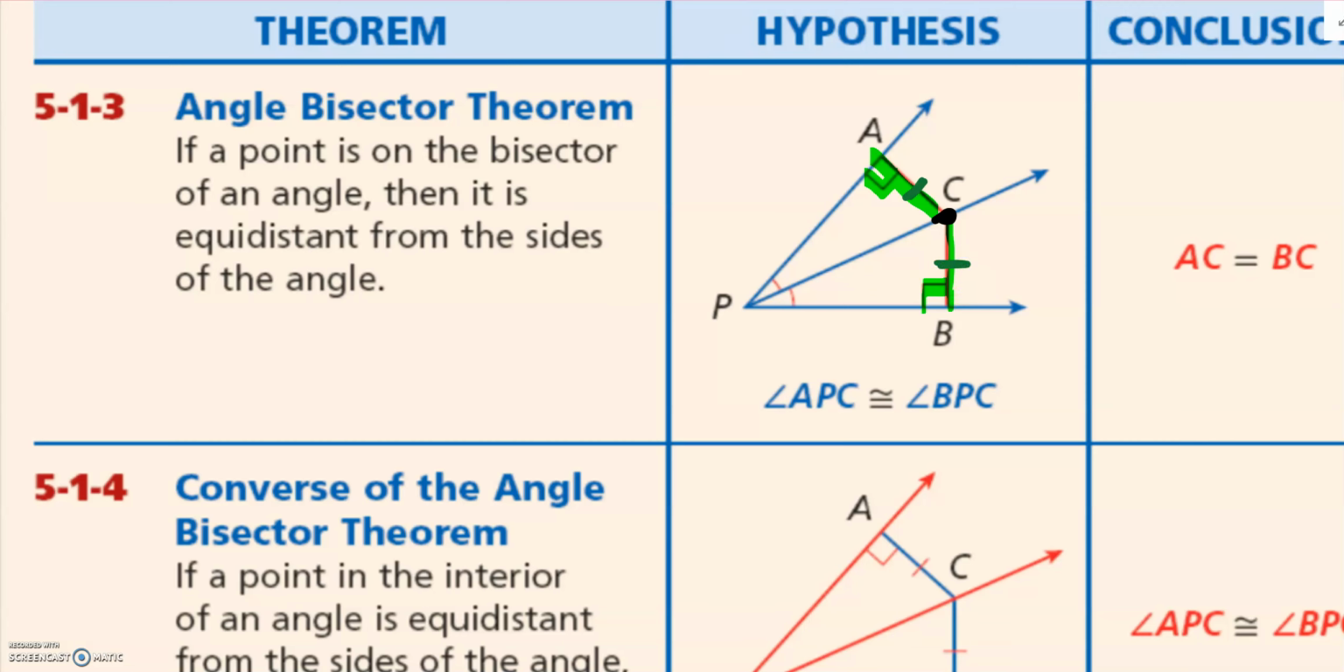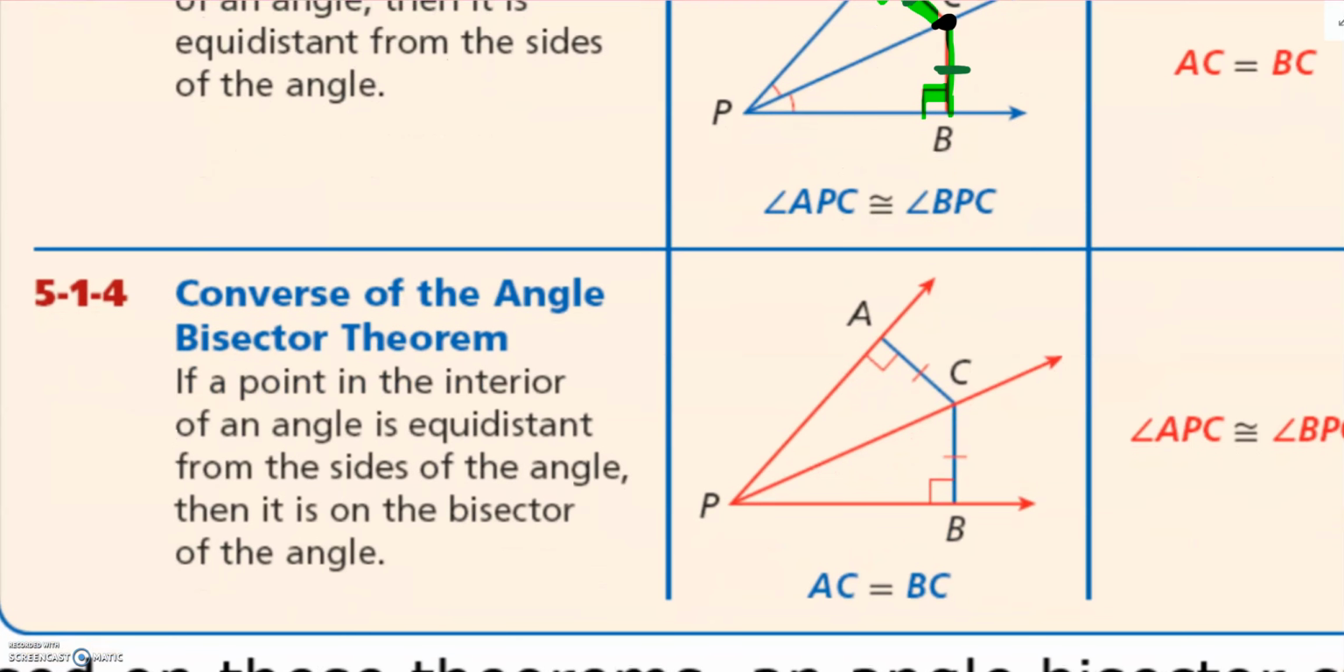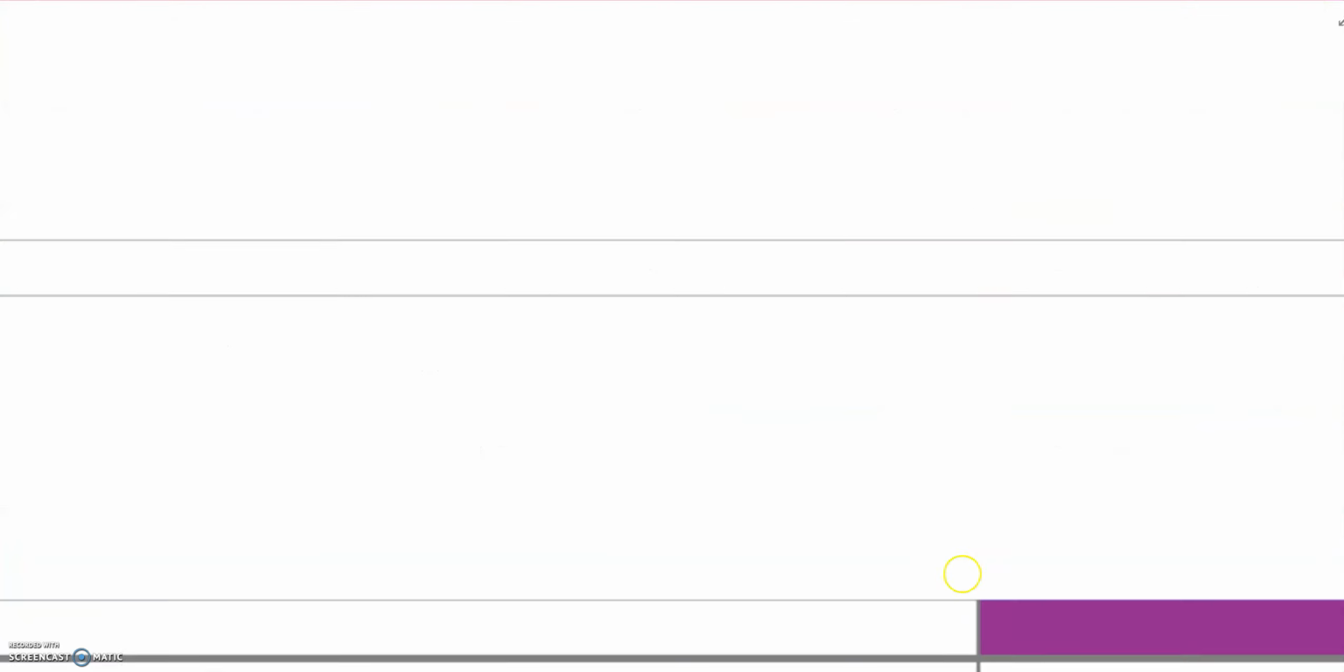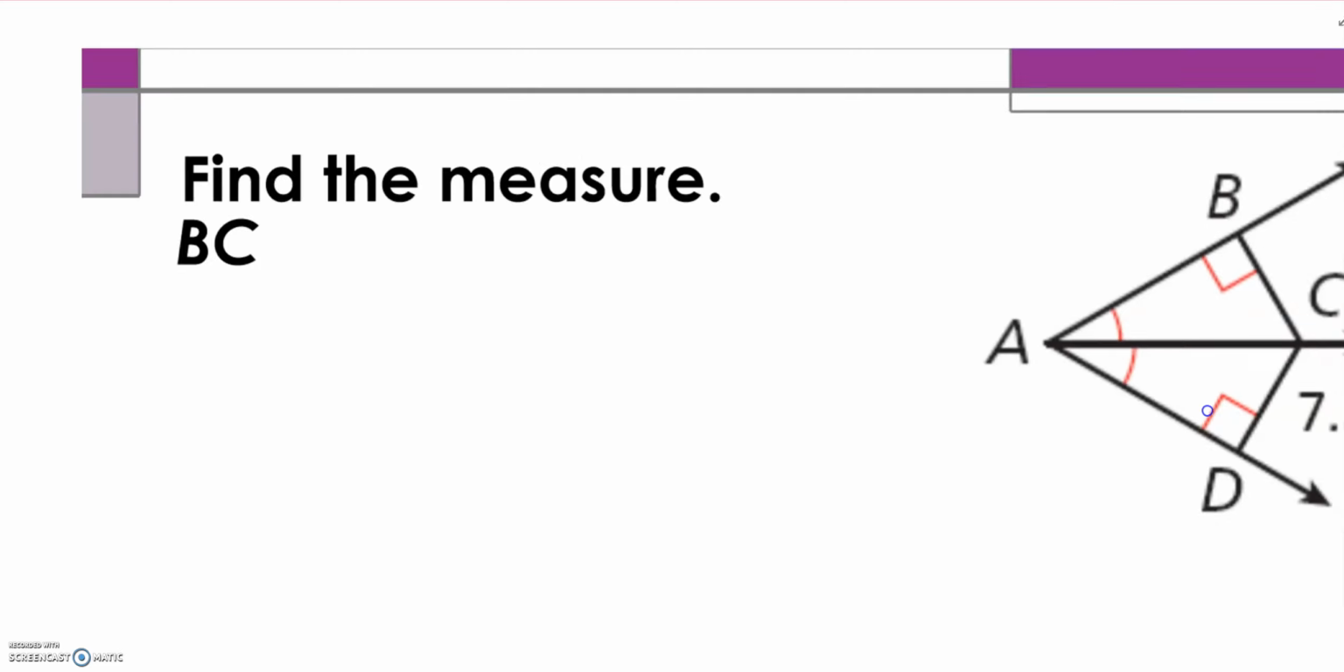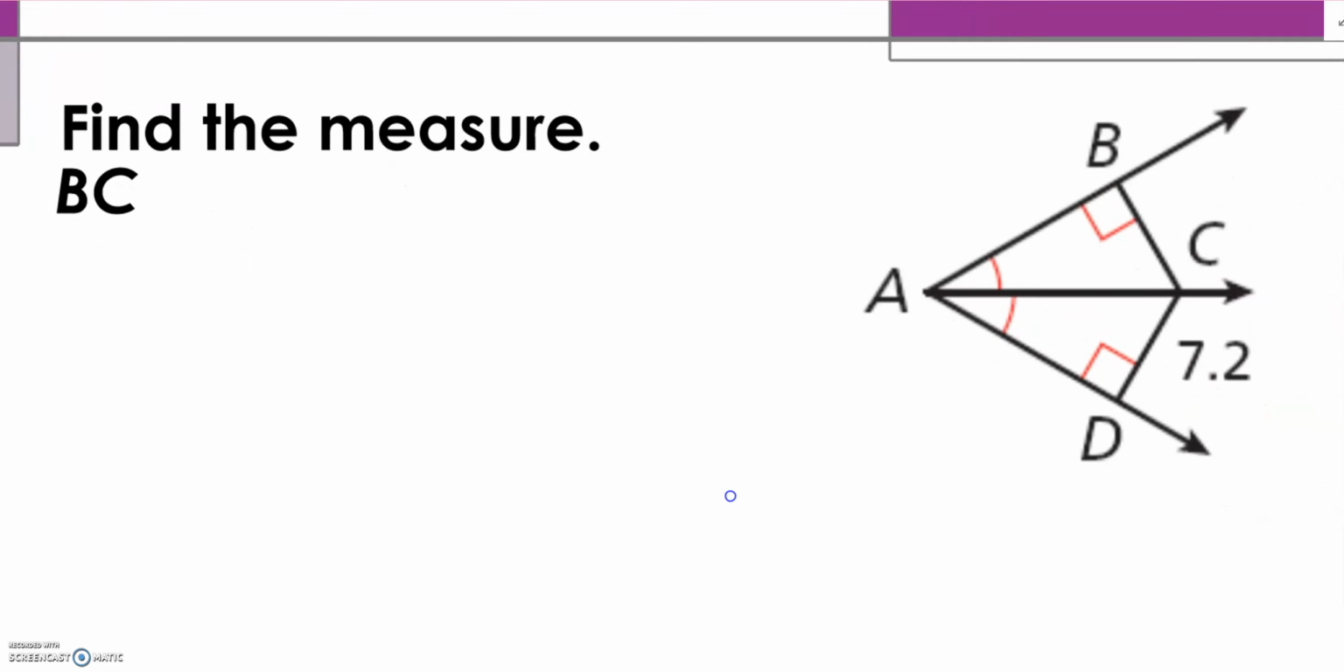Now, in addition to that, the reverse is also true. If I see a point and I know it is the same perpendicular distance to one side of an angle as it is to the other side of the angle, I know that that point must have been on an angle bisector in the first place. So let's put that into practice and hopefully be done with this video soon.